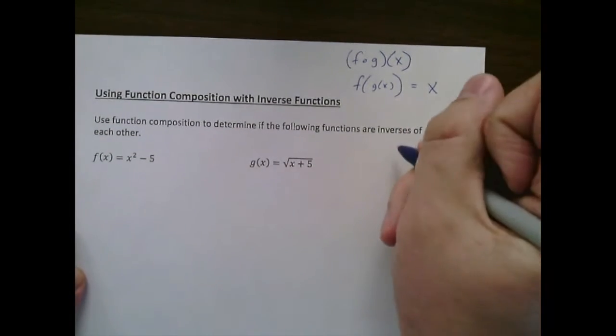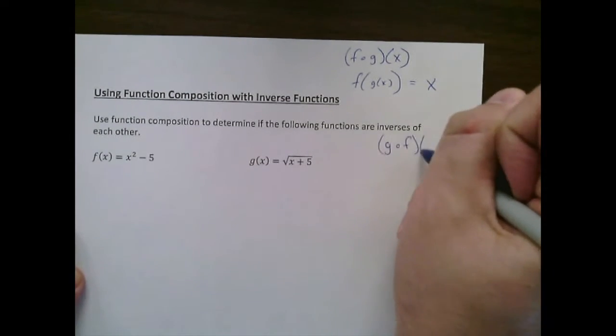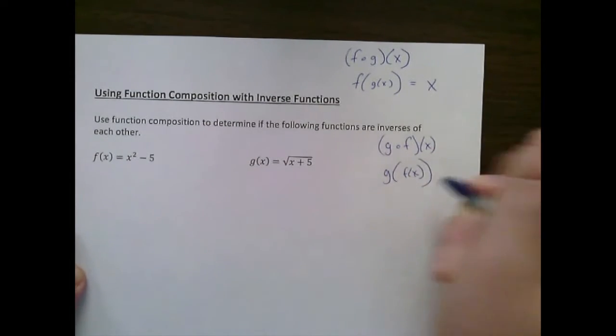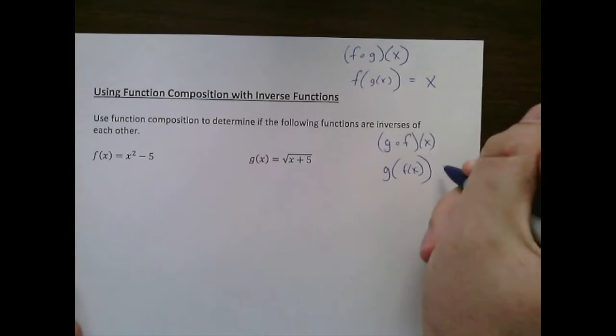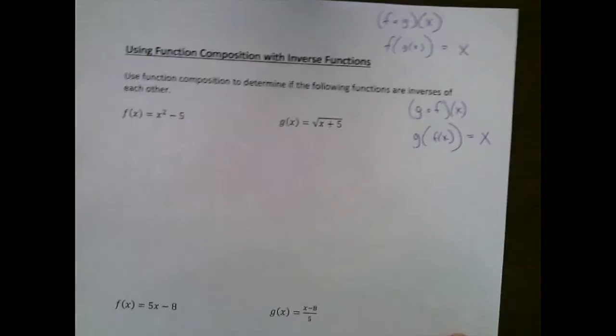This can work the opposite way as well. If you do g of f of x, which is just like taking the f function and plugging it into the g function, you simplify this and you get a plain old x. That means g and f are inverses of each other. If during the simplification process you're not left with a plain old x, that just means those two functions are not inverses of each other. So let me show you what this looks like in action.